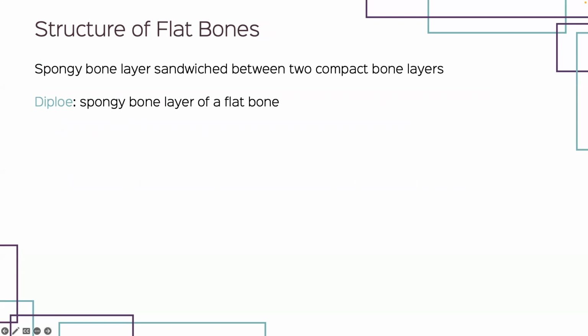Our flat bones, such as the sternum, the ribs, and many of the skull bones, have a more simple structure than most of our long bones. Flat bones have a layer of cancellous bone between the outer layers of compact bone, and that cancellous bone is known as the diploe.